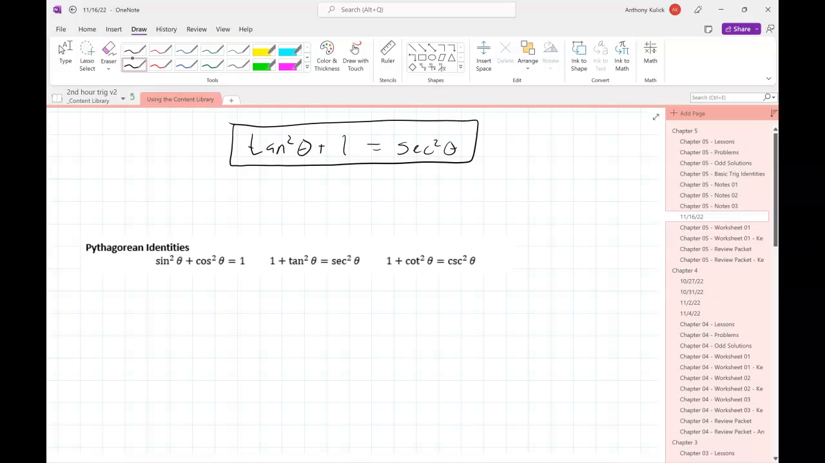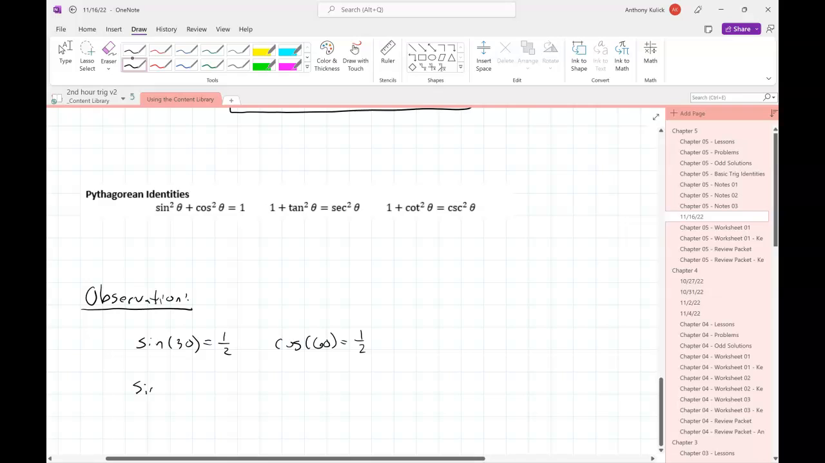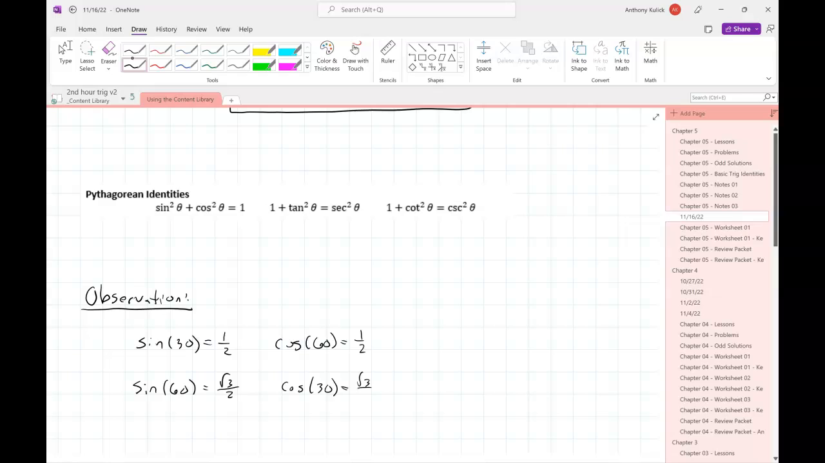For our next set of identities, I want to point out the following observation. So we've been using the unit circle for a while now, right? If I look at the unit circle and I look at sine of 30, I get 1/2. If I look at cosine of 60, I also get 1/2. And if I look at sine of 60, I get square root 3/2. And if I look at cosine of 30, I get the square root of 3/2.